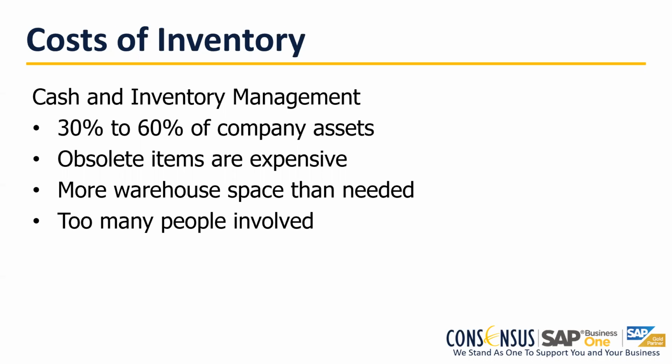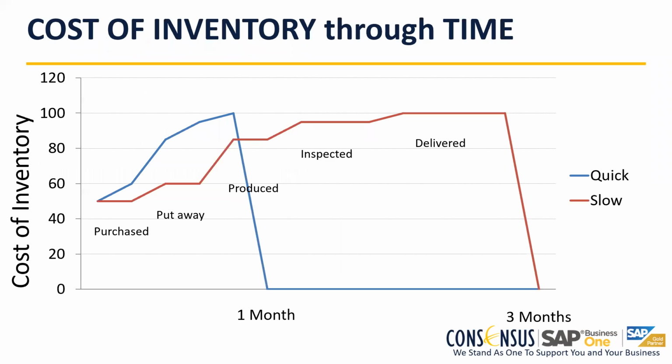Again, obsolete items are expensive. They take a space, they degrade, they break, and as time passes by, it gets worse and worse. I have to use more warehouse space than needed sometimes when I have excessive inventory, or maybe way too many people involved managing the inventory. So these expenses can be tracked, but usually these are not necessarily allocated to the cost of the inventory. So that is something to take into account.